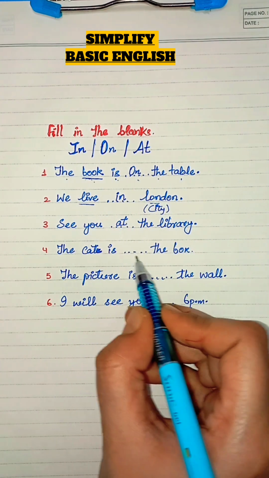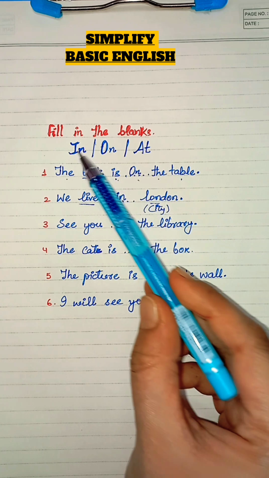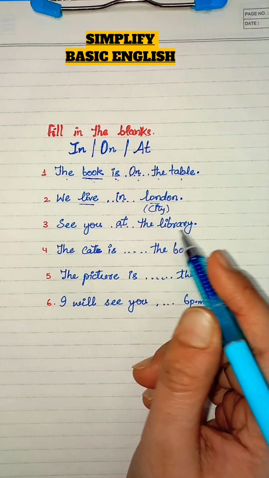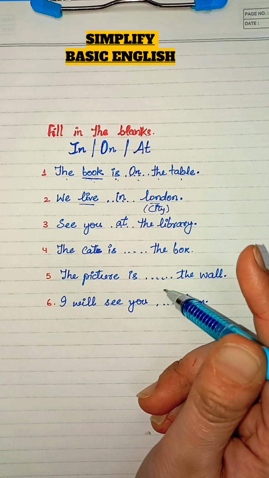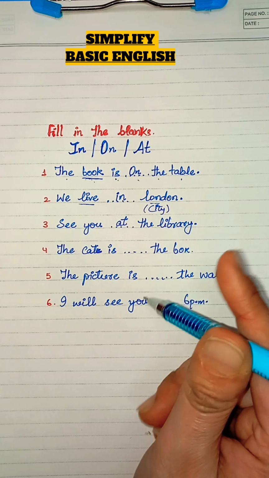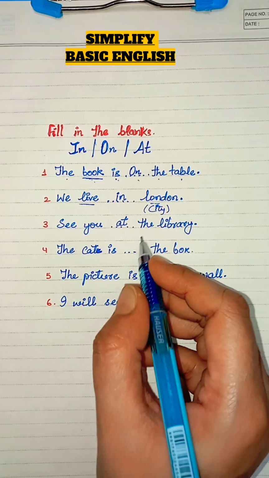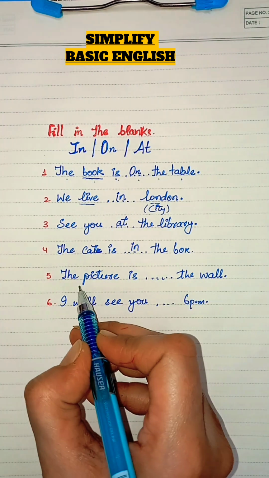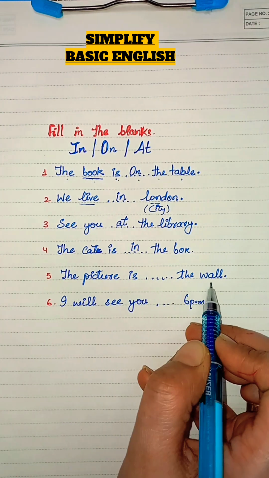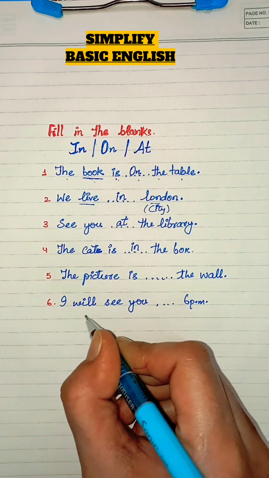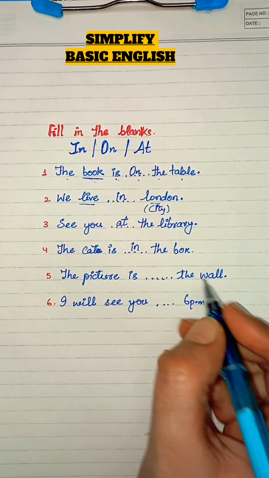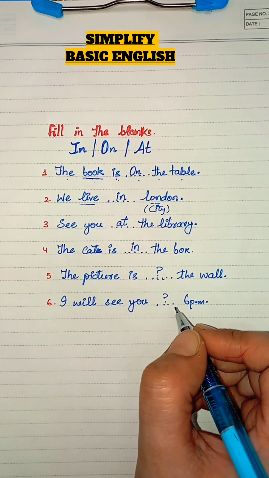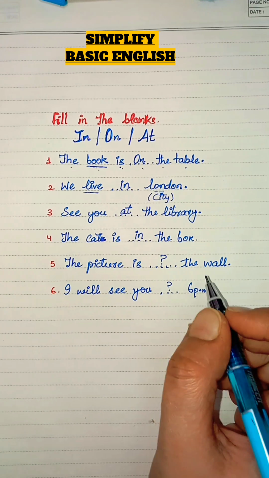The cat is blank the box. In, on, at. What do you think? What's the right answer? The cat is in the box. The picture is blank the wall. I will see you blank 6 p.m. Now guys, you do this one and share your examples below.